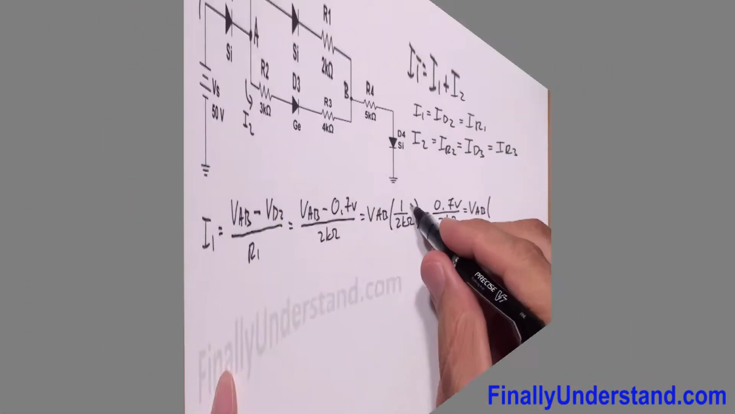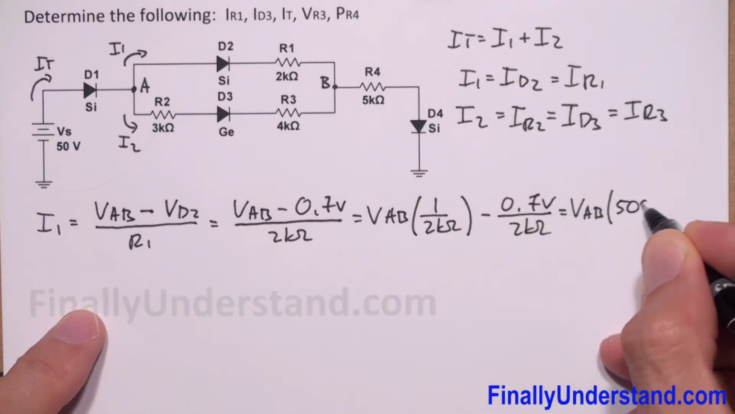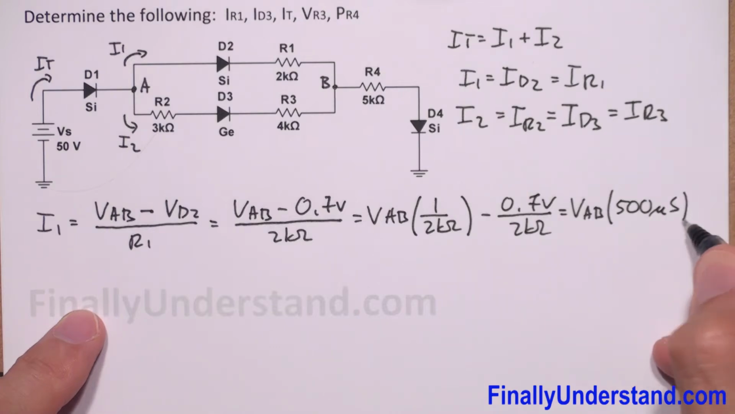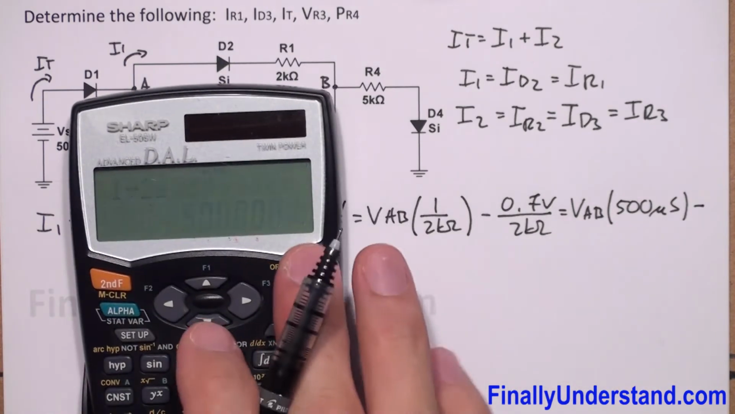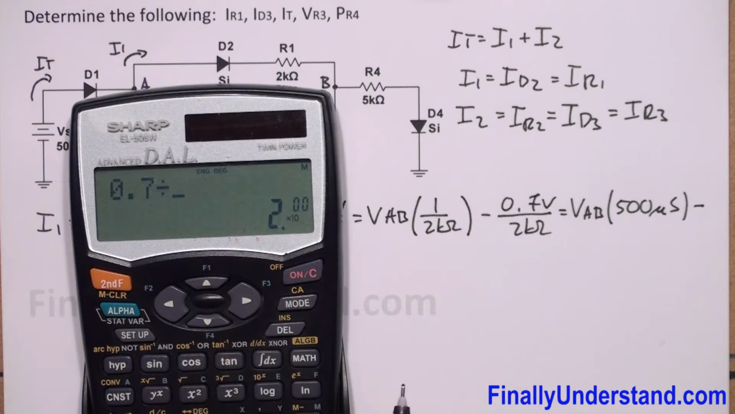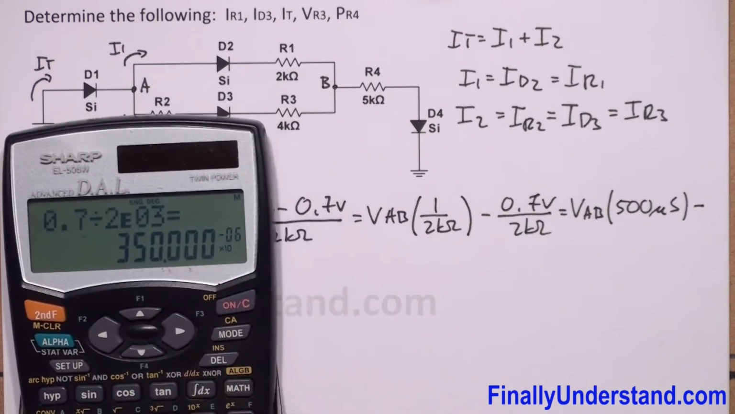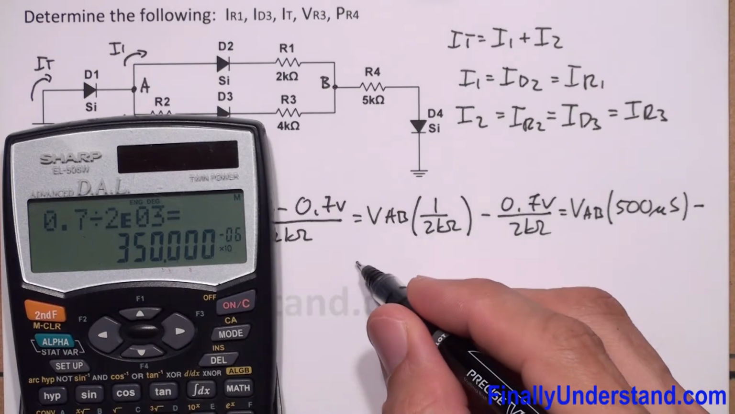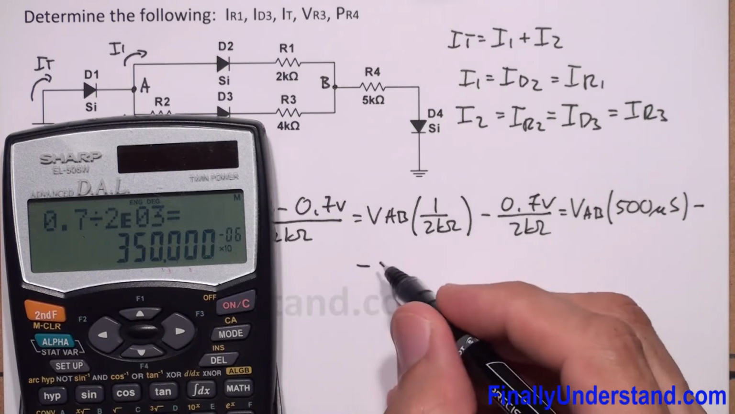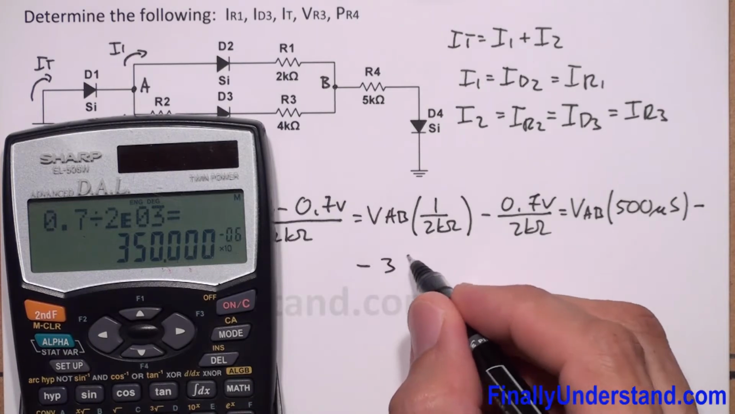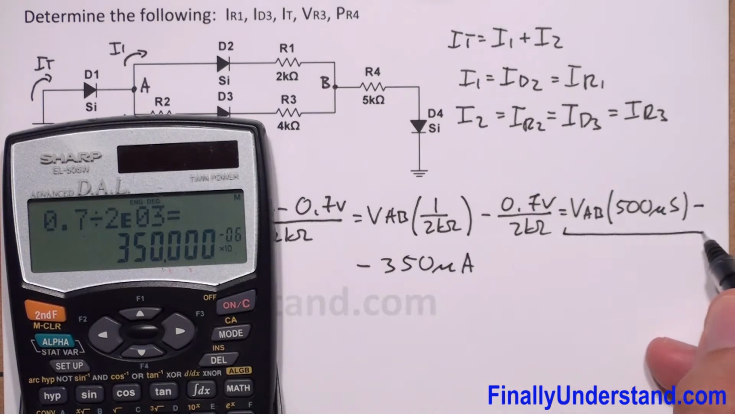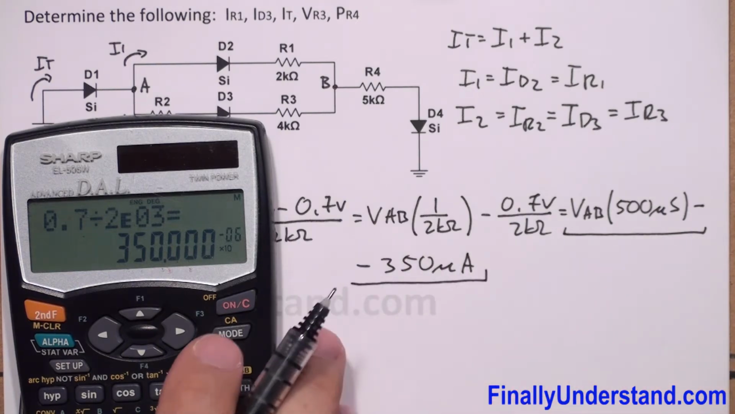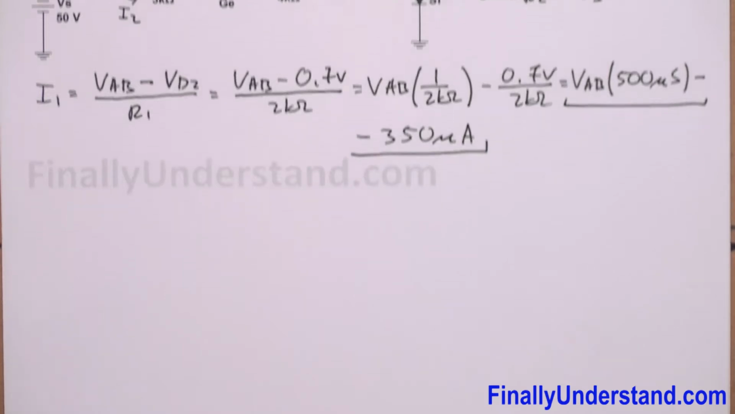So this is equal to VAB times 1 over 2 kilohms, which is 500 microsiemens, minus 0.7 volts divided by 2 kilohms. So I have 0.7 divided by 2 times 10 to the third. This is equal to 350 microamps. Let me write this down over here, minus 350 microamps. So this is simply my current I1. Next I'm supposed to find I2.